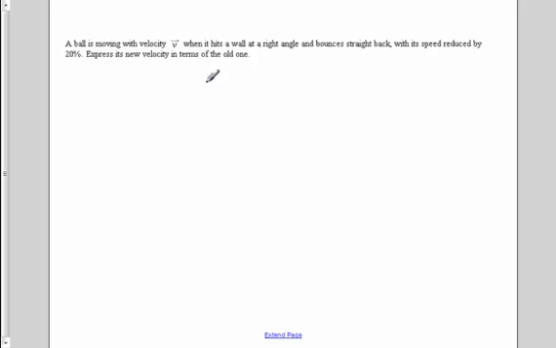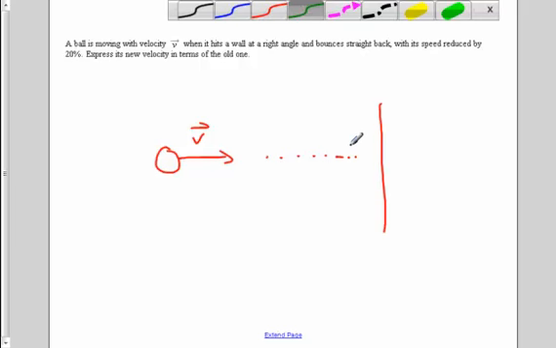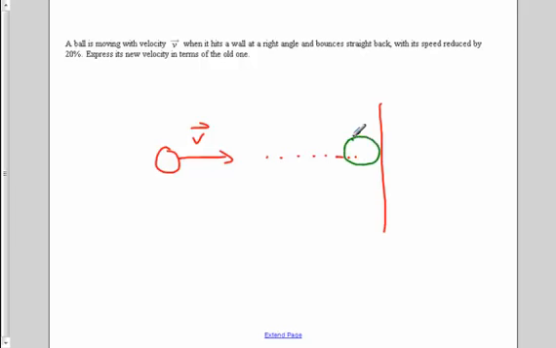Let's think more about velocity. There's a ball moving with some velocity vector v, and when it hits a wall at a right angle and bounces straight back. So imagine here's a ball traveling with a velocity v, and when it hits the wall, it bounces off, and now it's moving with a speed that's reduced by 20%. So what's its new velocity in terms of the old one?